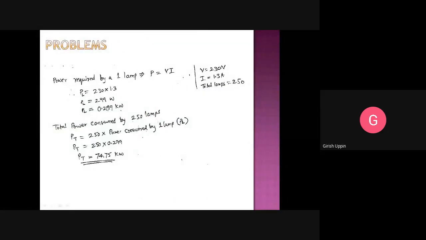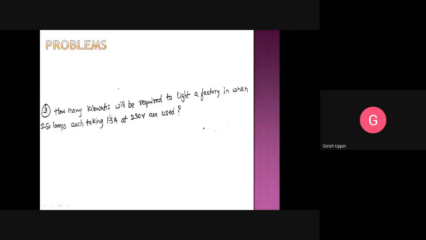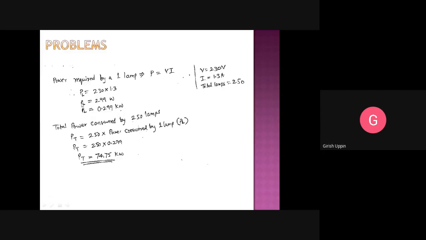Now, in the question, they did not ask what is the power required to light the factory in watts. They have told you which units should be used. They are telling you to use kilowatts. Here, one lamp will take 299 watts. If I want to convert it into kilowatts, you divide by 1000. 299 divided by 1000 is 0.299 kilowatt. So one lamp consumes 0.299 kilowatt.